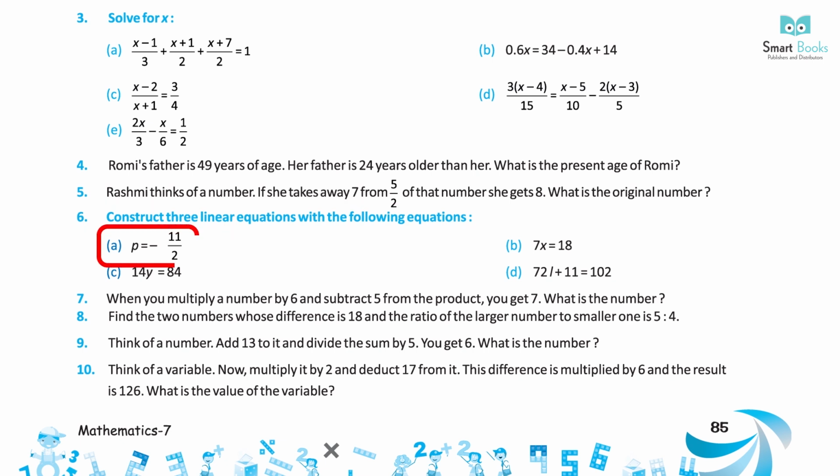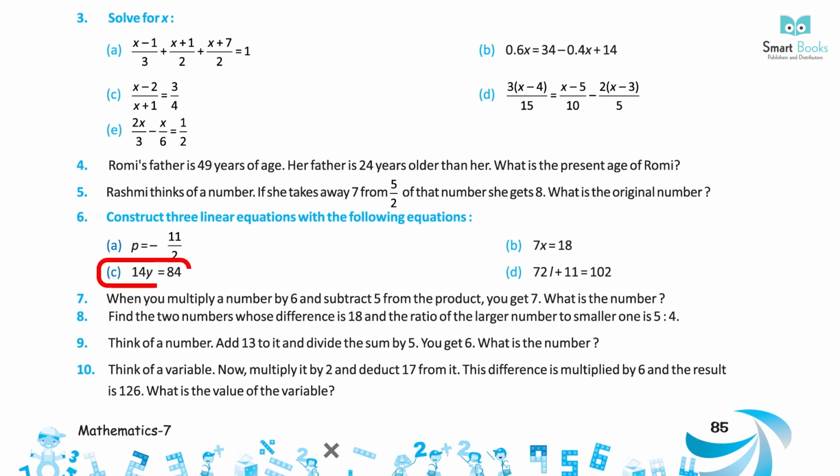A. p equals minus 11 upon 2. Solution: 2p plus 11 equals 0. 4p plus 22 equals 0. 6p plus 33 equals 0. B. 7x equals 18. Solution: 7x minus 18 equals 0. 14x minus 36 equals 0. 21x minus 54 equals 0.